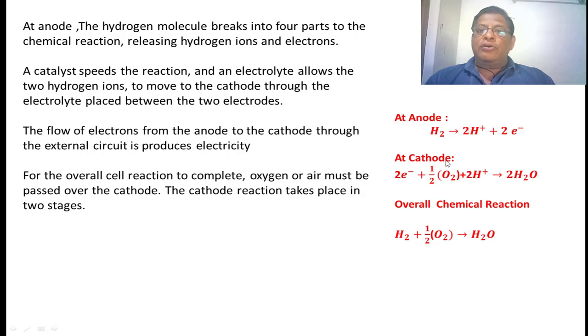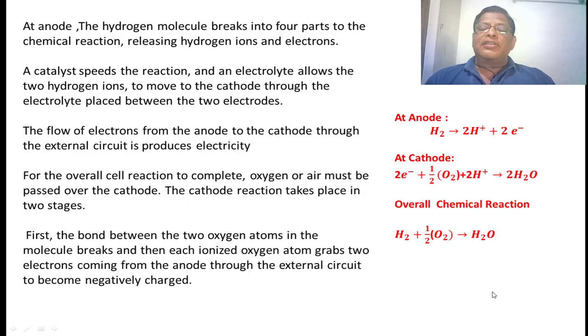At the cathode, the reaction will be completed if we supply the oxygen to the cathode. Whenever we are supplying the oxygen to the cathode, at the cathode area, oxygen will be divided into two ions. Each ion will grab the electrons which are coming from the anode. It forms H2O, nothing but water. This is the overall chemical reaction of the hydrogen fuel cell.